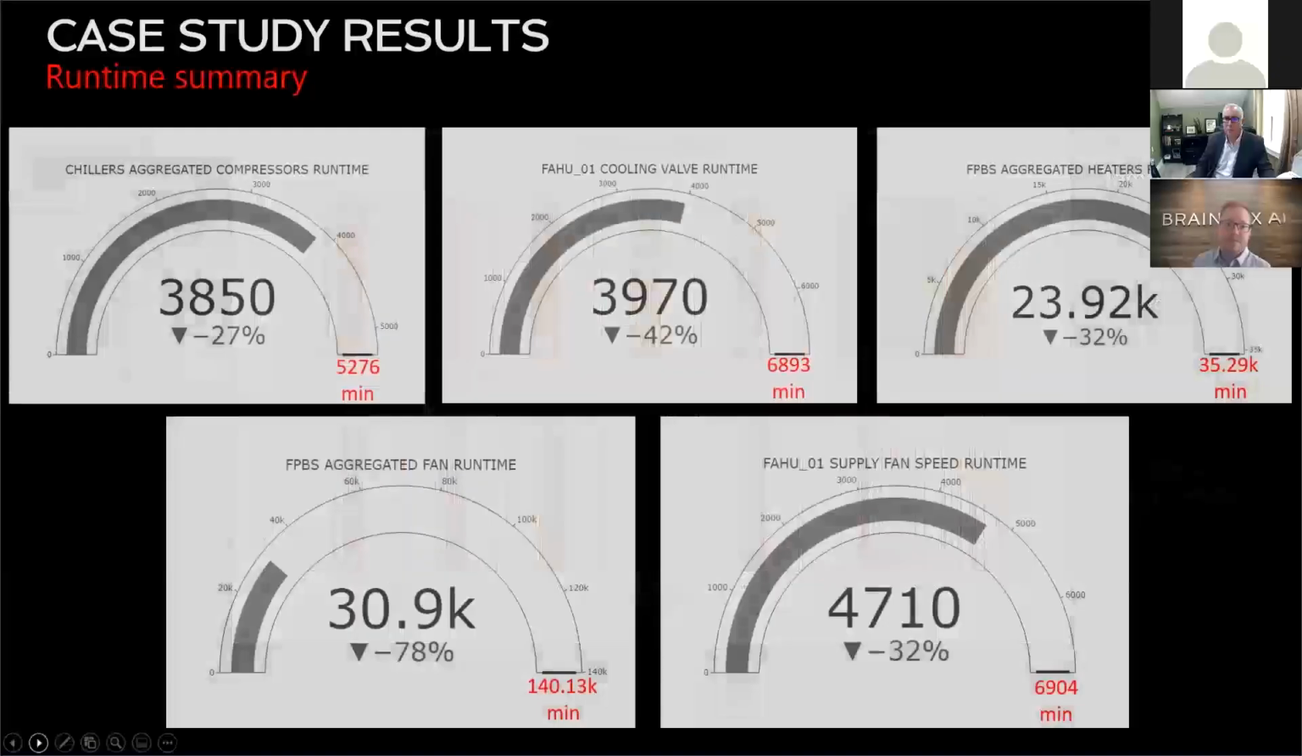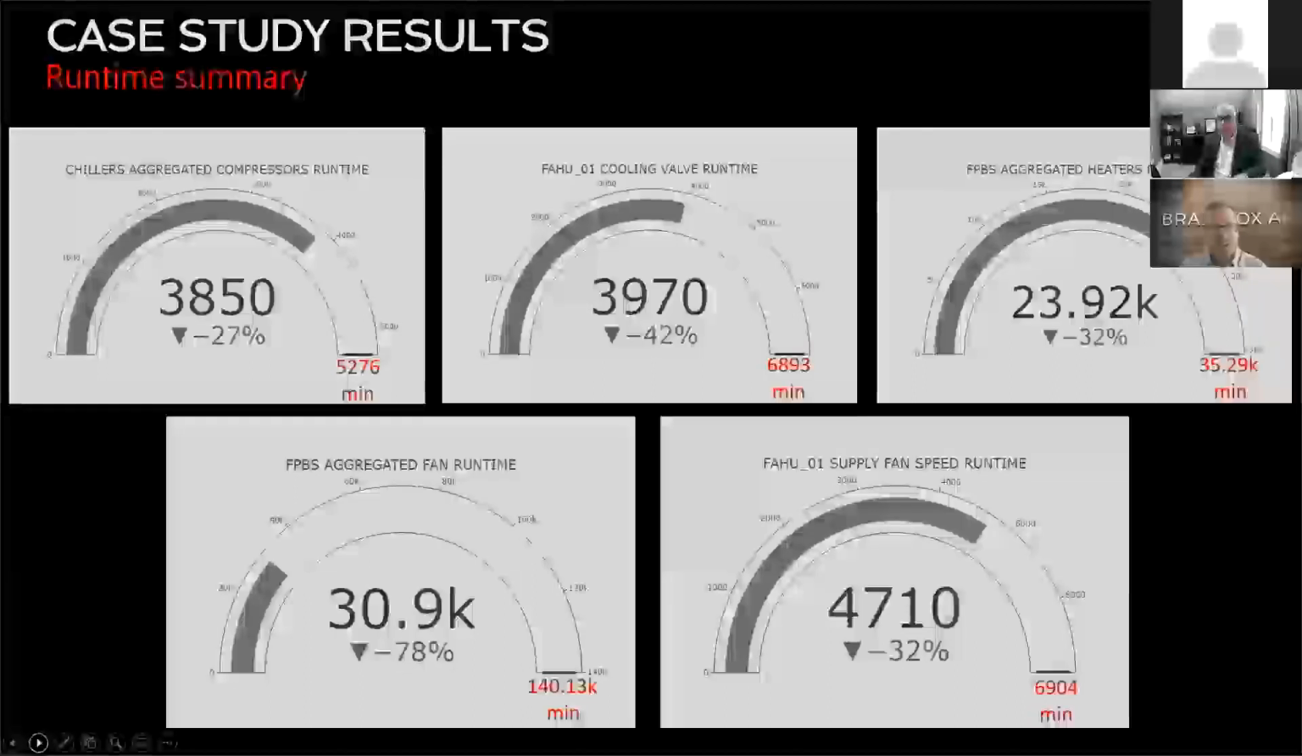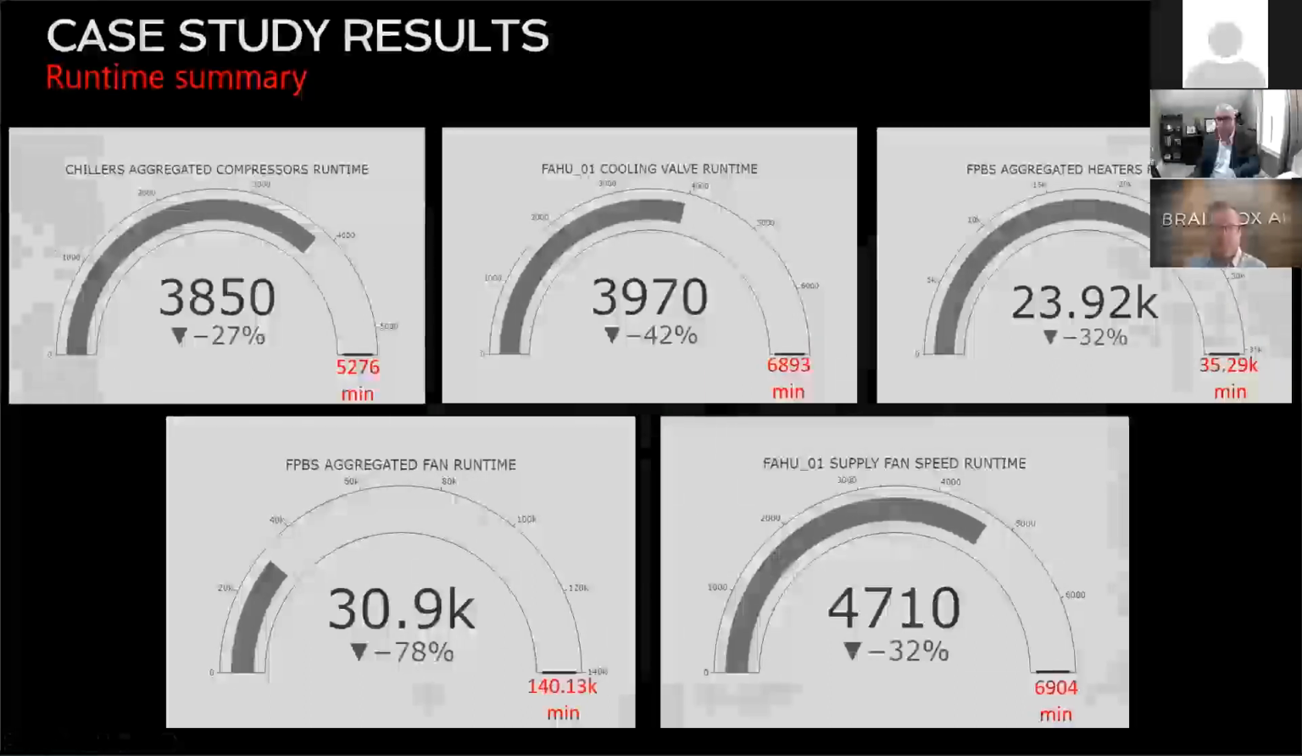Next slide, please. Some other examples of runtime reduction between that week: a 27% reduction in chiller compressor runtime, cooling valve runtime reduction, heater runtime reduction. If we look at that side by side, this is a really powerful tool to prove BrainBox results, that we are actually doing something in the control system that hasn't been done before. Next slide, please.